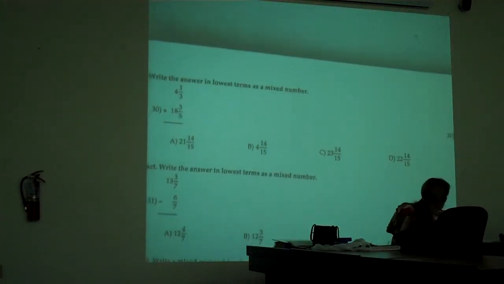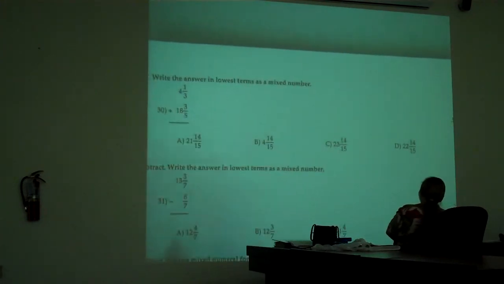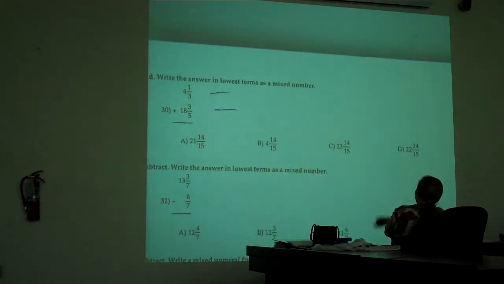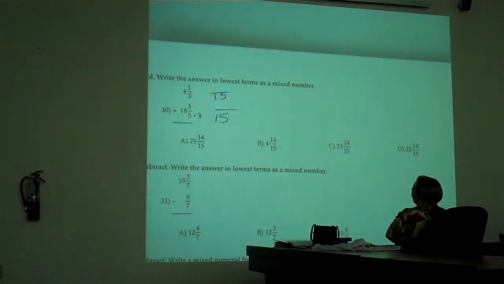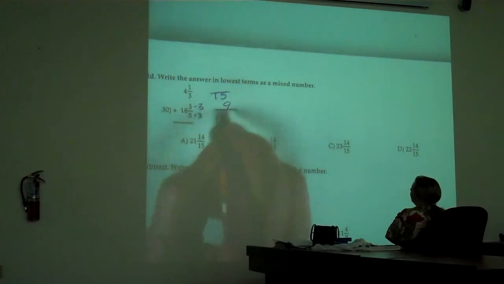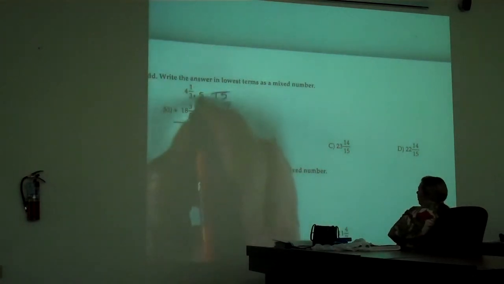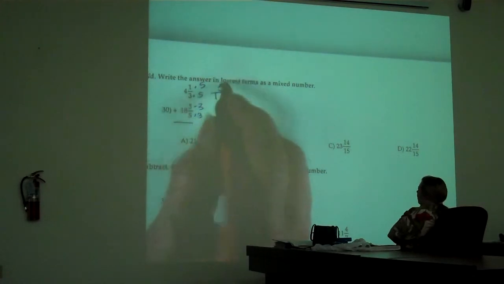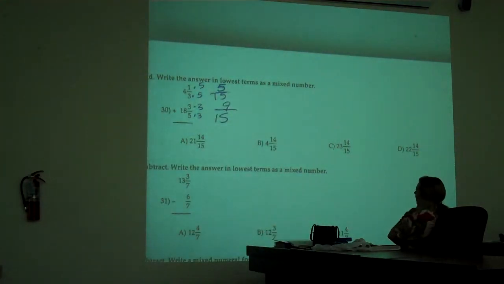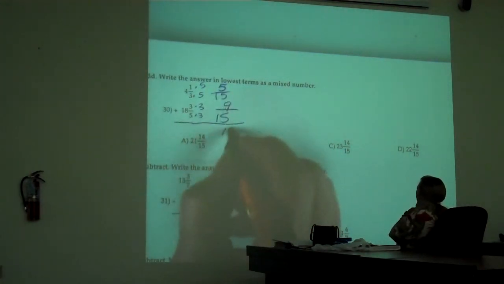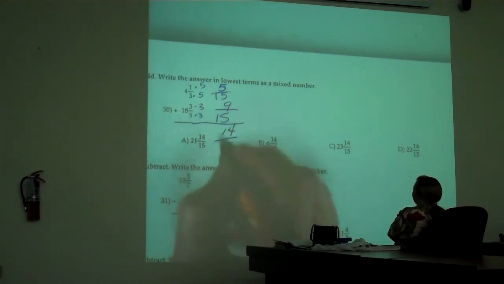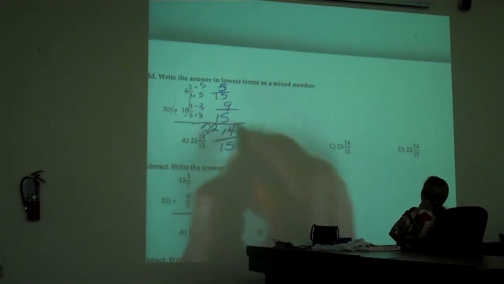Okay, 4 and 1/3 plus 18 and 3/5. Common denominator? 15. So that's times 3, is 9, right? 3 times 5 is 15. Is that big enough? We're adding. It doesn't matter how big it is, right? 5 plus 9 is 14. 18 plus 4, 22. And 14 15ths.